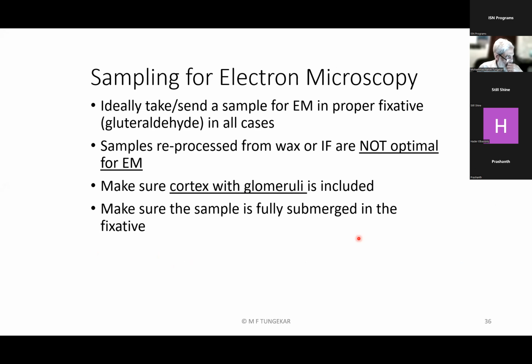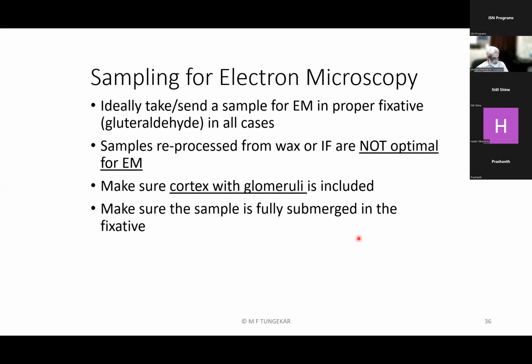Now, just a few points about sampling for electron microscopy for our fellow nephrologists, especially the students or trainees. You should ideally take a sample for EM in proper fixative in all cases. That's because samples reprocessed from wax or IF are not optimal for EM. They don't give the same sort of information. Make sure the cortex with glomeruli is included. This is a big thing. Often you end up with EM tissue without glomeruli. And make sure the sample is fully submerged in the fixative. This is obvious, but sometimes it does happen that the sample is way above the level of the fixative, stuck to one side of the jar.